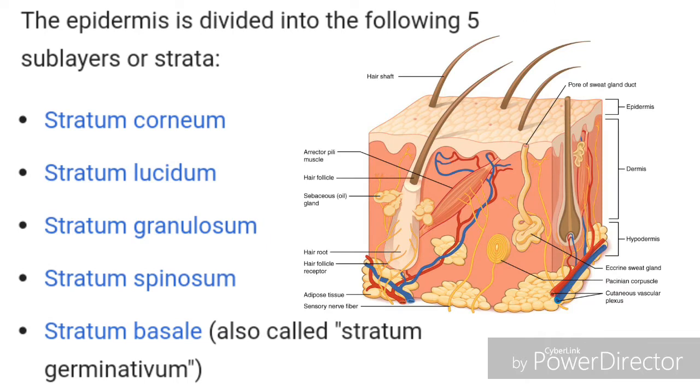The epidermis is divided into the following 5 sublayers or strata: stratum corneum, stratum lucidum, stratum granulosum, stratum spinosum, stratum basale, also called stratum germinativum. In these 5 layers, stratum corneum contains a dead layer of cells for protection against microorganisms. These cells contain a protein called keratin, and this is called keratinization or cornification.